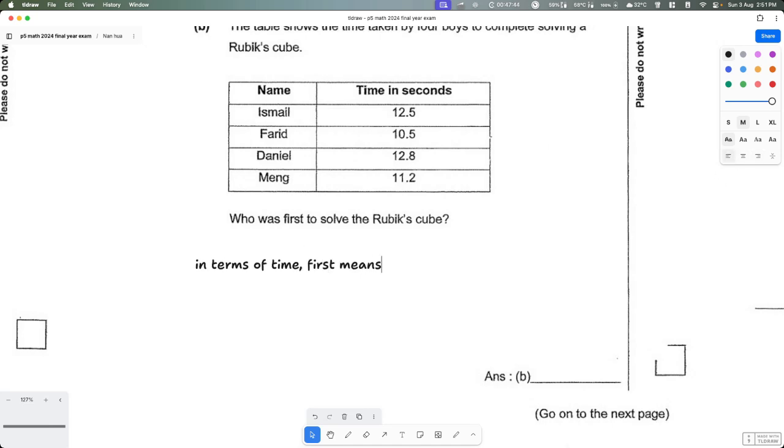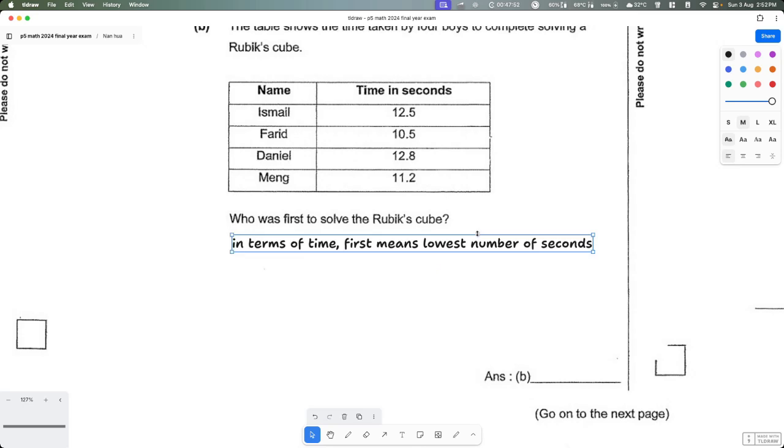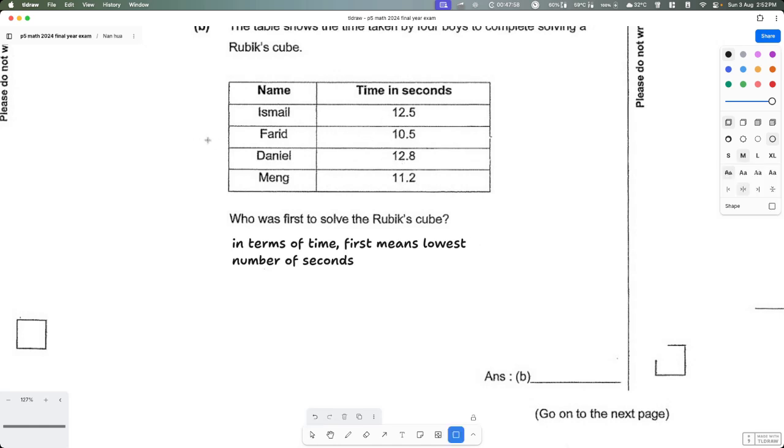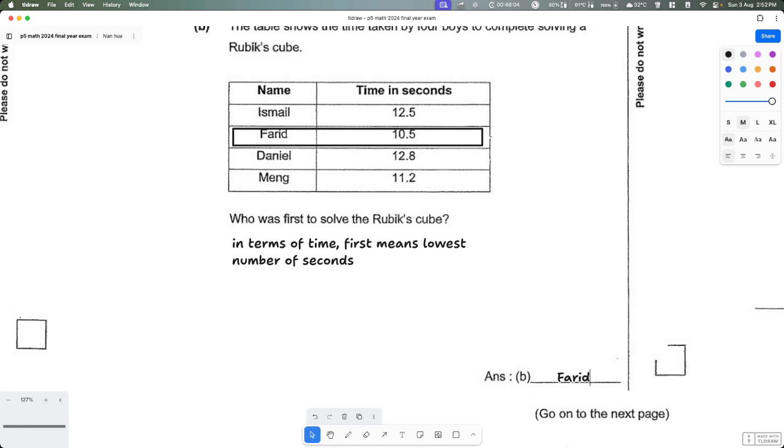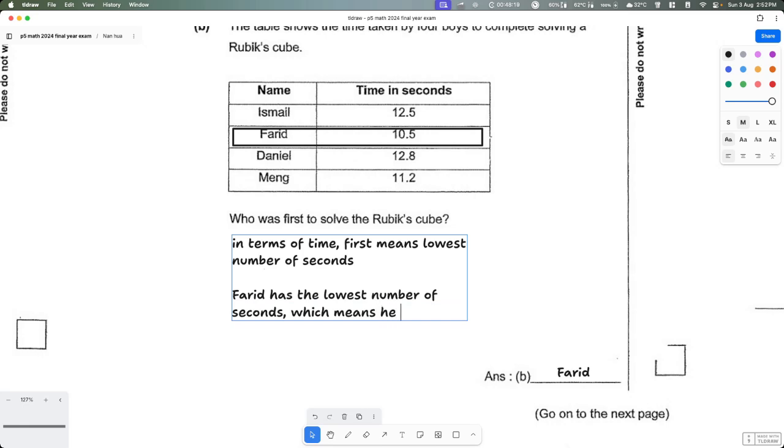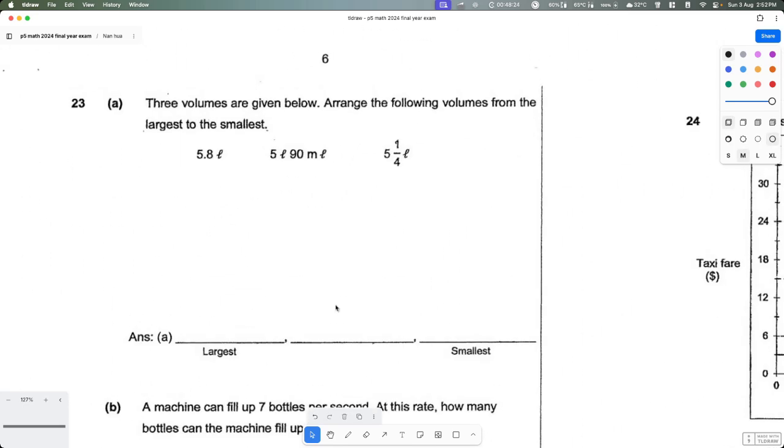First means lowest number of seconds. Therefore, in this case, who has the lowest? 12, 10, 12, 11, 10. So it's Farid. So this is the answer. Farid has the lowest number of seconds, which means he solved first. Okay, that's it. Let's move on to 23 part A.